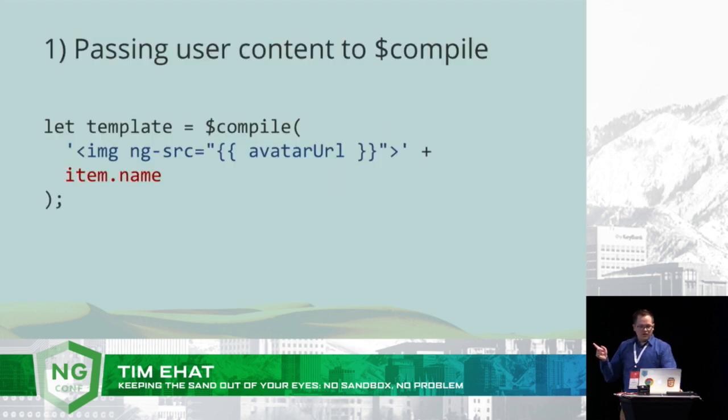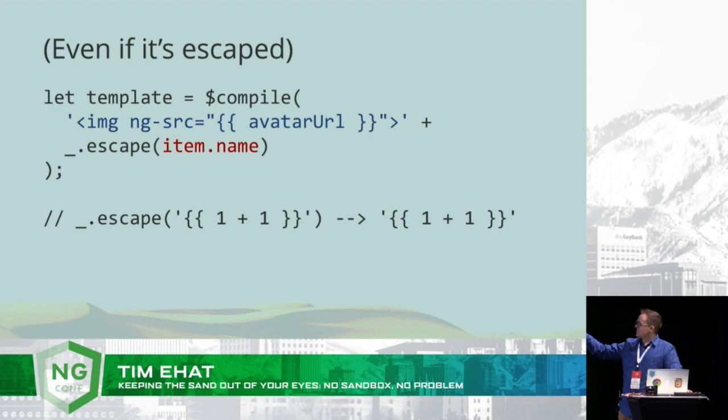Here's the first one. This is an AngularJS example. Say you have $compile. And here's your template. You've got the string, and you're concatenating item.name. Most of you probably look at that immediately and say, hey, that's not being escaped. OK, let's escape item.name. Well, what happens to an expression? If your user sets their name to an Angular expression, that's just going to come through. The curly braces aren't special HTML, right? So that expression potentially is just going to flow right through your escape logic.